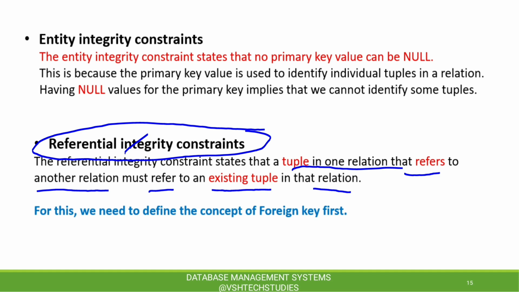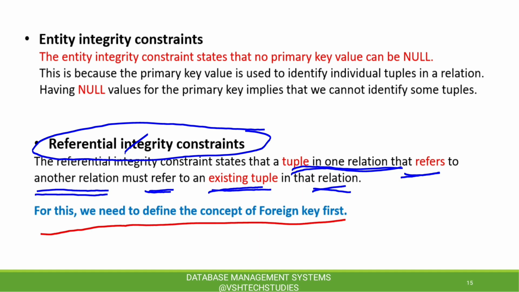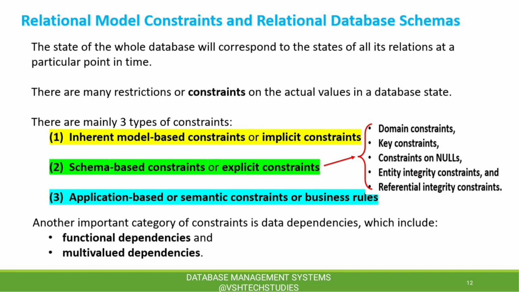The referential integrity constraint states that a tuple in one relation that refers to another relation must refer to an existing tuple in that relation. So which is not existing, we cannot refer. This gives rise to the concept of foreign key. That completes the discussion on all the 5 constraints which come under schema-based constraints or explicit constraints, that is domain constraints, key constraints, constraints on null, entity integrity constraints, and referential integrity constraints.